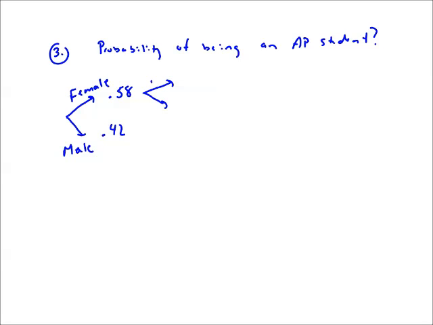And we have AP and non-AP. 38% of the females are AP, meaning 100 minus that is not AP, or 62%. 22% of males are an AP student, meaning 100 minus that, or 0.78, are not AP students. We're assuming independence, so we can multiply like 0.58 times 0.38, or 0.58 times 0.62, and so on and so forth.